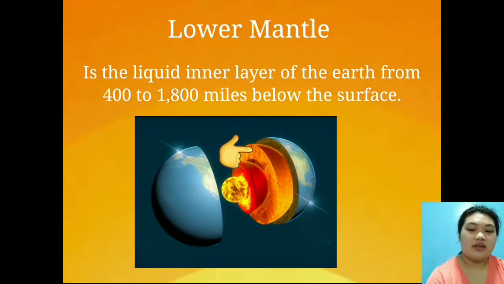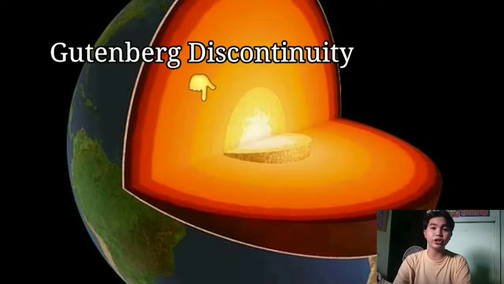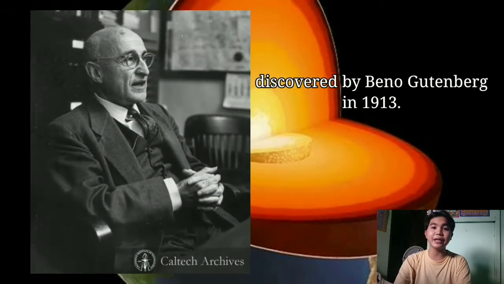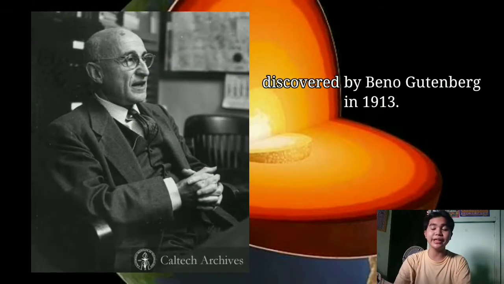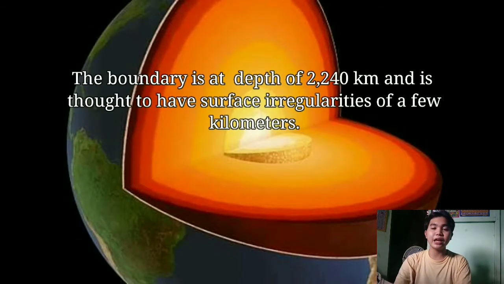The lower mantle is the liquid inner layer of the Earth from 400 to 1,800 miles below the surface. The Gutenberg discontinuity is a boundary between core and mantle, and it was discovered by Beno Gutenberg in 1913. The Gutenberg discontinuity has a depth of 2,240 kilometers.